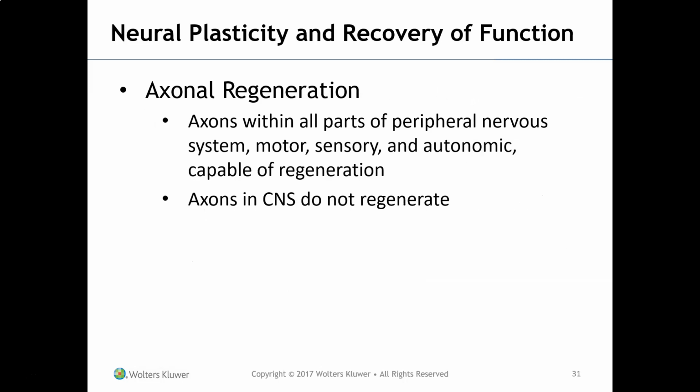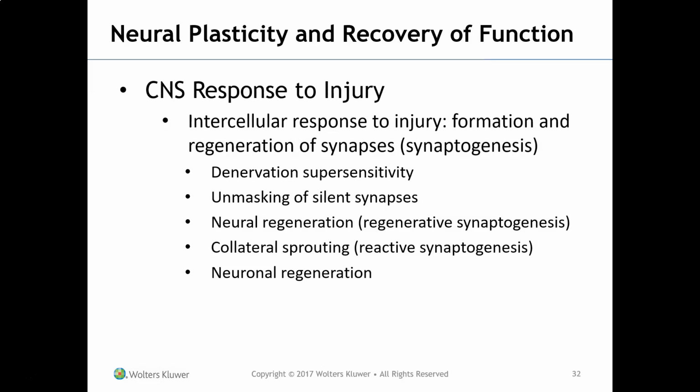Now, axonal regeneration. How do they regenerate? Axons within all parts of peripheral nervous system, motor, sensory, and autonomic, are capable of regeneration. Like I mentioned, peripheral nervous system axons can regenerate. Axons in the central nervous system do not regenerate. This is a great quiz question. Axons in the central nervous system do not regenerate. New research shows that maybe with stem cells and maybe with some things, maybe some axons, but for the most part, axons in the central nervous system do not regenerate. But in the peripheral nervous system, sensory and motor, yes, they are capable of regeneration, and it's usually about 1 millimeter a day.